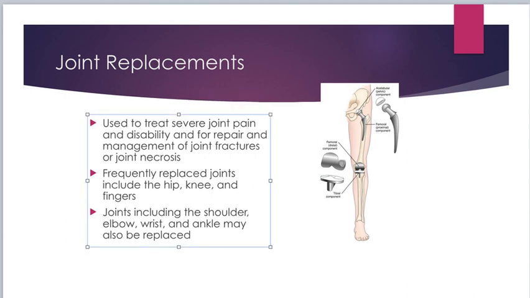So this is usually reserved for severe joint pain and disability. The most frequently replaced joints are hip, knee, and finger. Shoulder, wrist, and ankle can also be replaced.